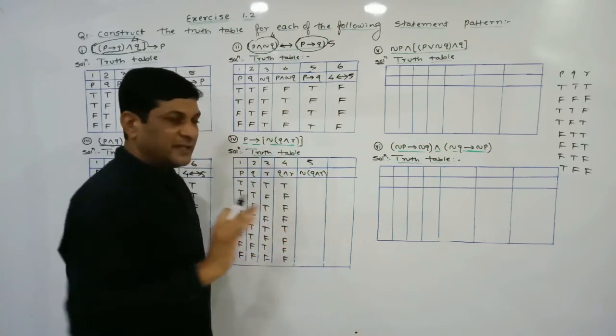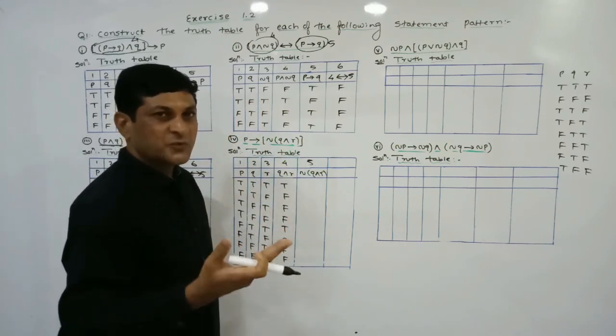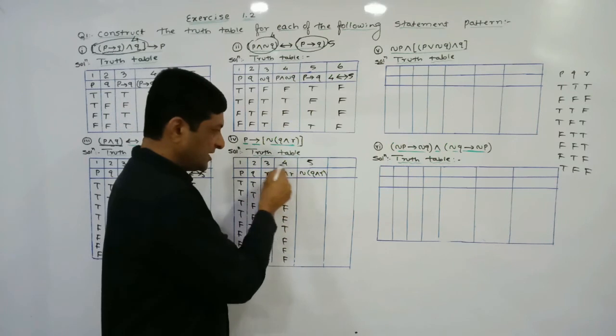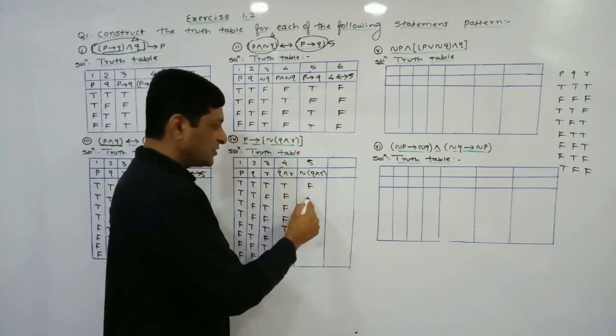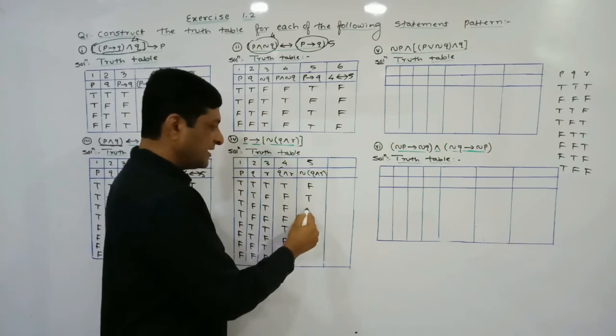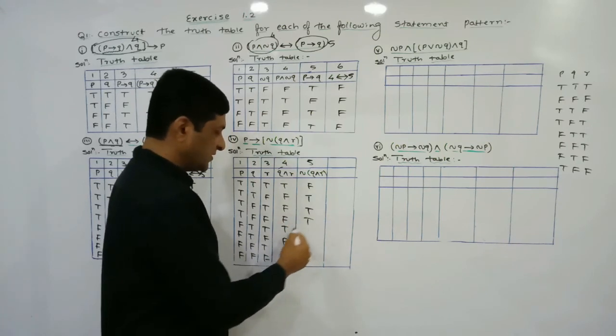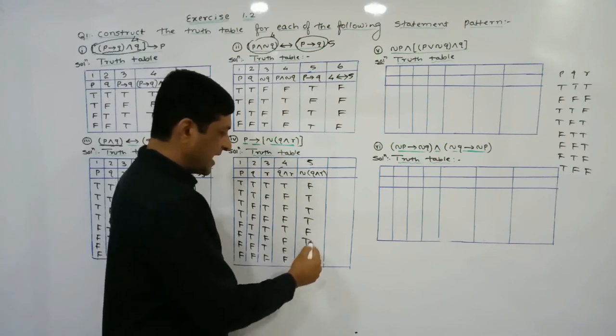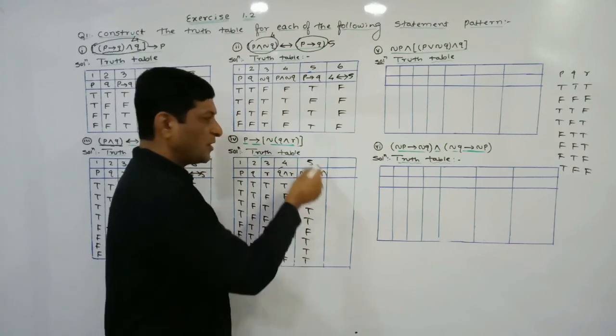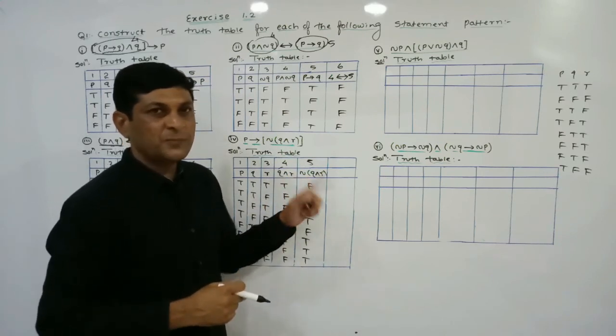Now we are finding the negation of Q and R. In case of negation, negation of true is false and negation of false will be true. So let us find the negation of this statement. Negation of true is false. Negation of false is what? True. Again, negation of false is true. Negation of false is true. Negation of true is false. And negation of all these false are what? True. In this way, we have got the truth values of the negation of Q and R.